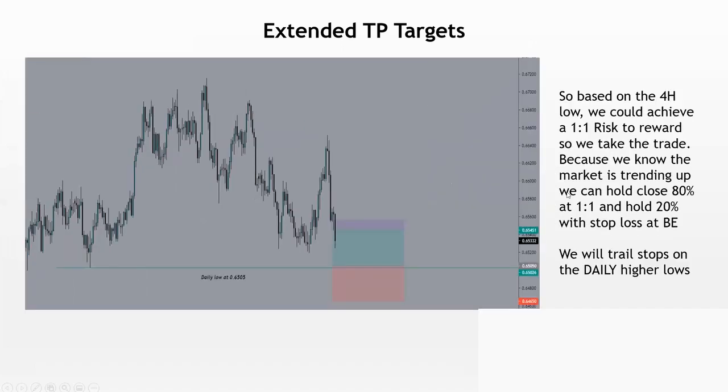What we will do, and what I wanted to identify here, guys, is that this is the 4-hour low. This purple box is the 4-hour low, wick to body, like the free confluence. So taking this trade here, guys, we could achieve a 1-to-1 risk to reward based on the 4-hour low. And that is just targeting the wick here. So because of that, this trade is okay to take. We're happy taking a 1-to-1 trade.